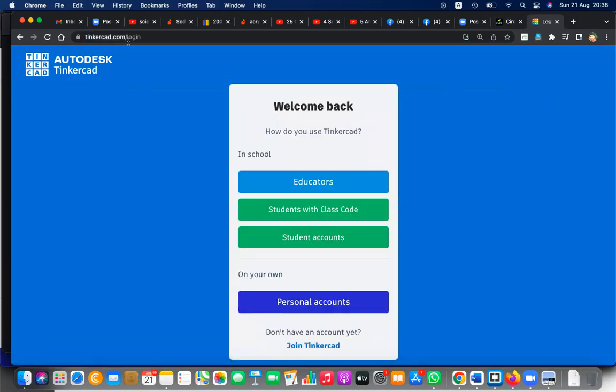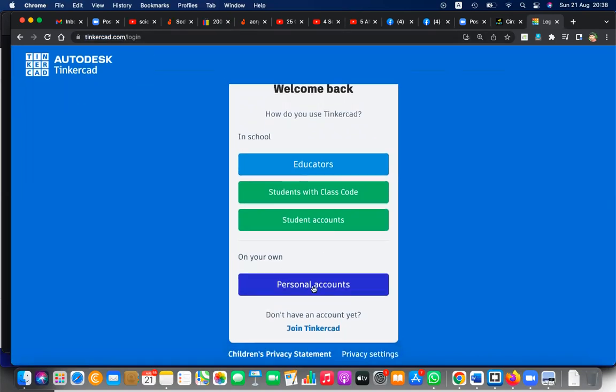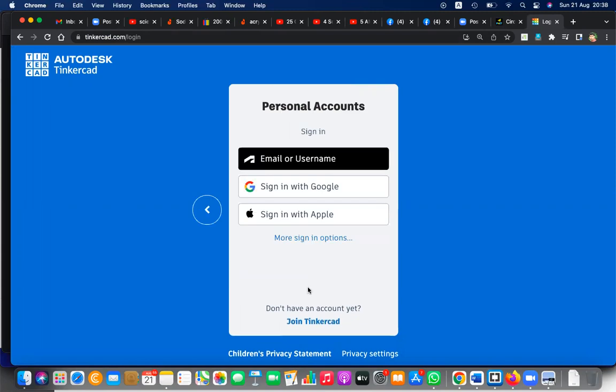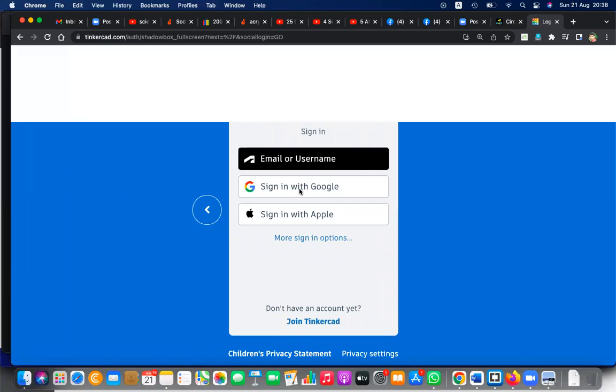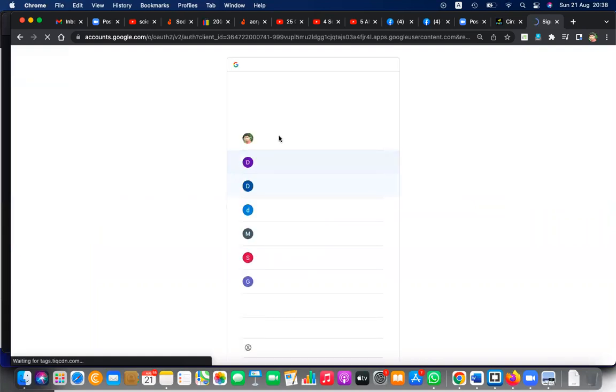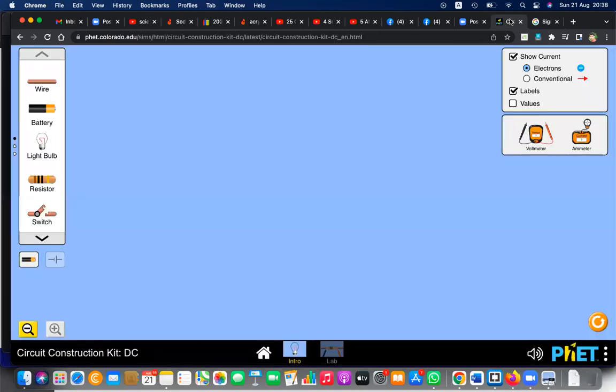So it will ask how I want to log into tinkercad.com. There I need to select personal accounts. Then I can use sign in with Google. Then it will display my Gmail accounts. Out of these Gmails, I can select an active Gmail account to log into the Tinkercad interface. You can select your Gmail and log in with it.